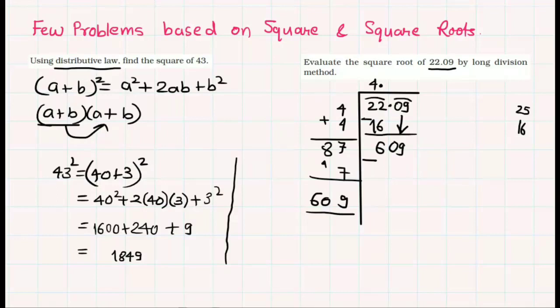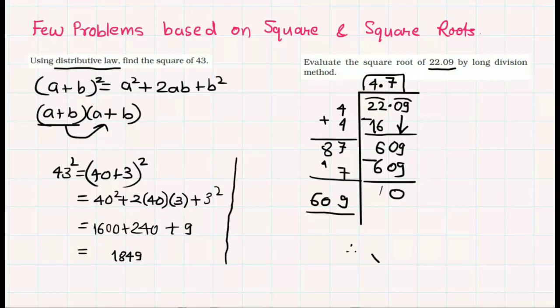So this 7 goes over here, and this 609 subtracts from here. So the remainder here is 0. That means the given number is a perfect square. And what is this number the square of? What number is that? Correct, 4.7.